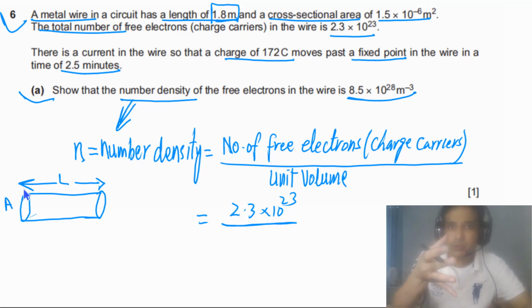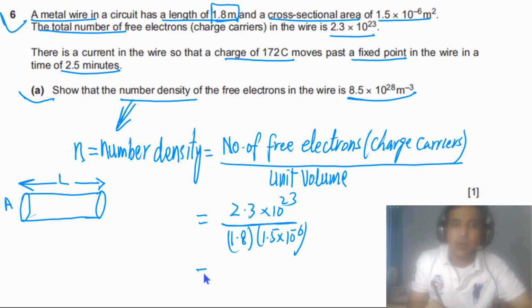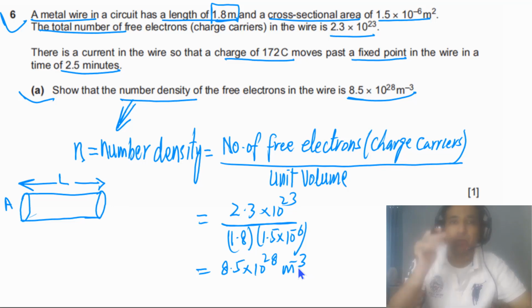So we need to divide the total number of free electrons by the total volume of the wire. The volume of the wire will be equal to A times L, and L is given, that is 1.8 meters, and the cross-sectional area is 1.5 times 10 to minus 6. Now if we solve this one, we will get 8.5 times 10 to 28 per cubic meter. So this is the number density. This question has only 1 mark. If you have got the right answer, you will get 1 A mark.